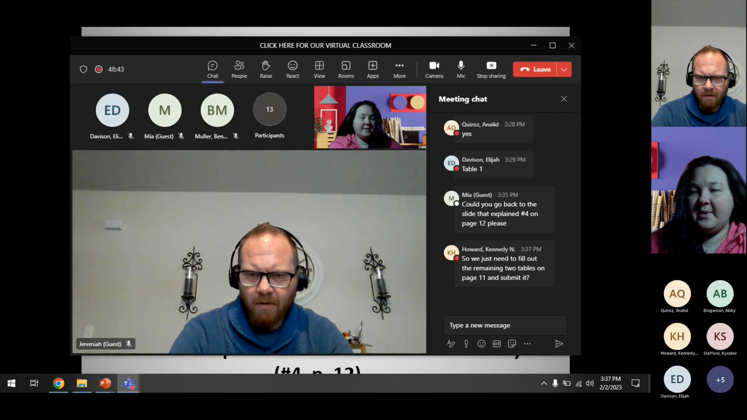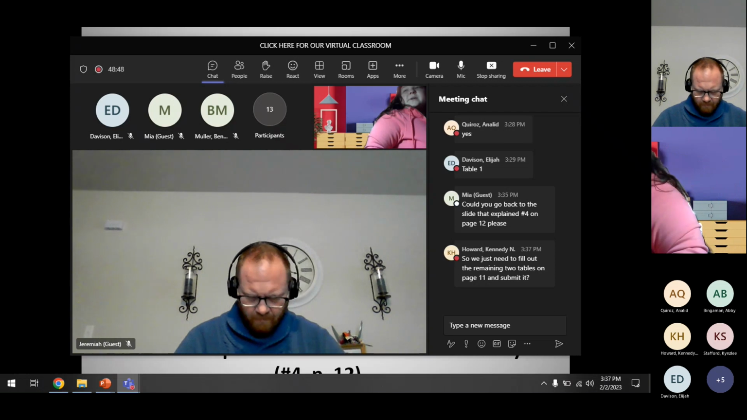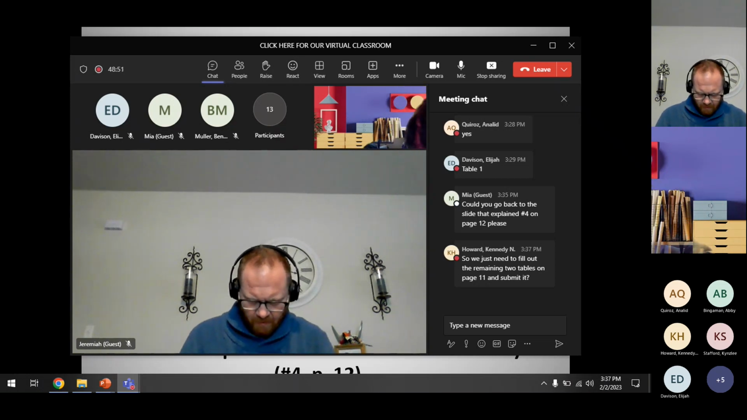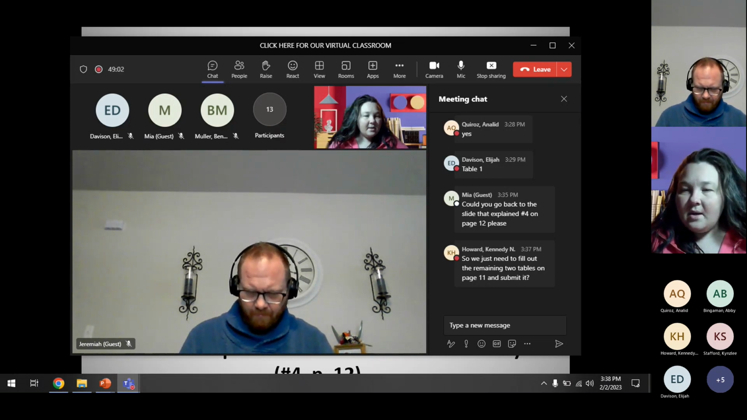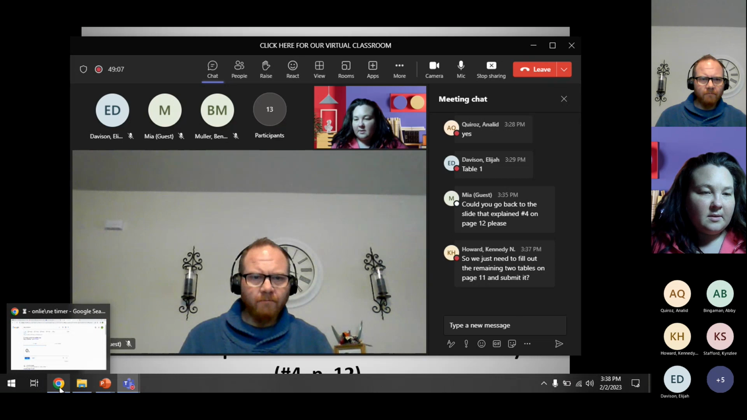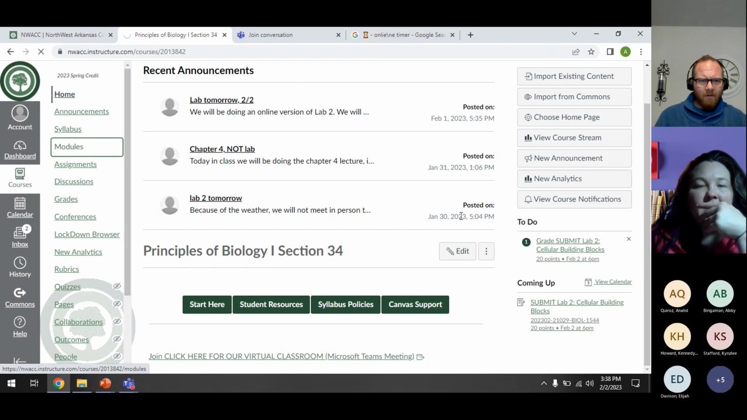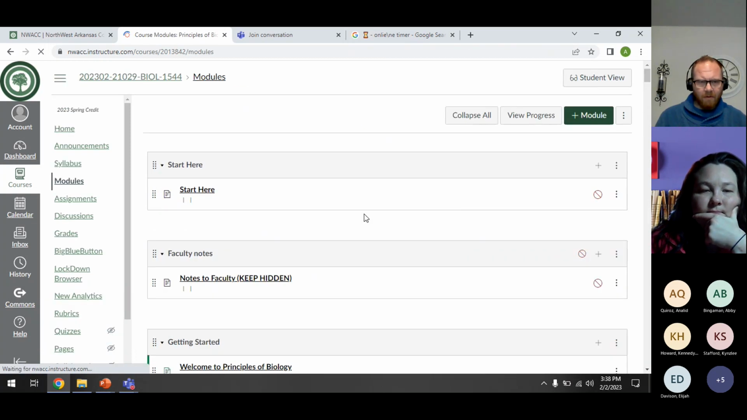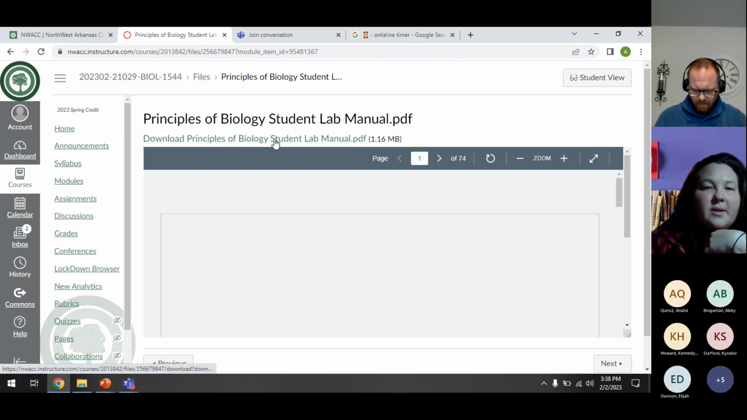So we just need to fill out the remaining 2 tables on page 11 and submit it. Let me find my lab handout. It's floating around here somewhere. Man, I used it yesterday to make the PowerPoint and then I didn't put it away. Page 11. Let's take a look at the lab handout so that I can see exactly what you're talking about.